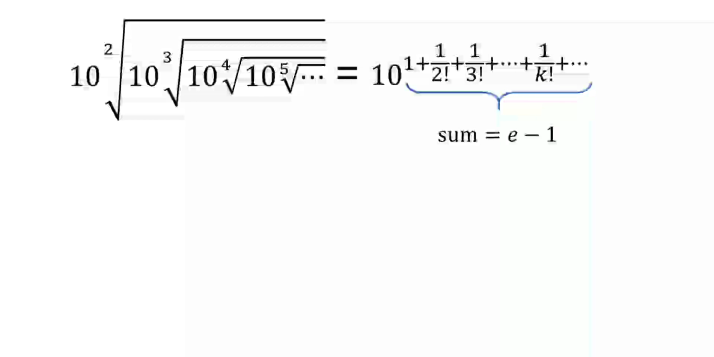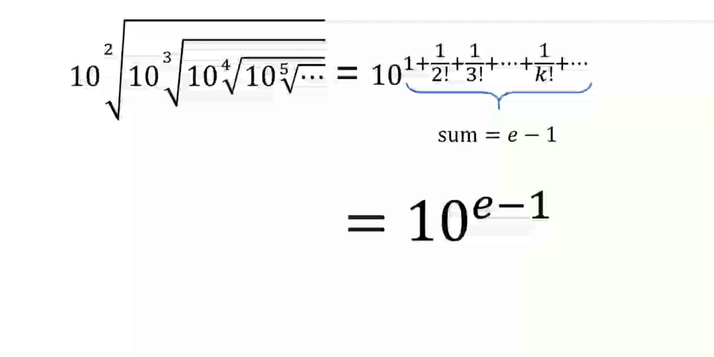This is equal to e minus 1 because e is equal to exactly this infinite series plus 1. So this all will be the value of 10 to the power of e minus 1. Did you figure it out?